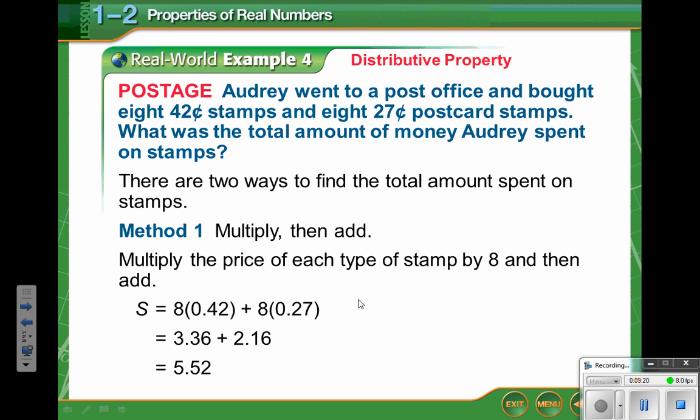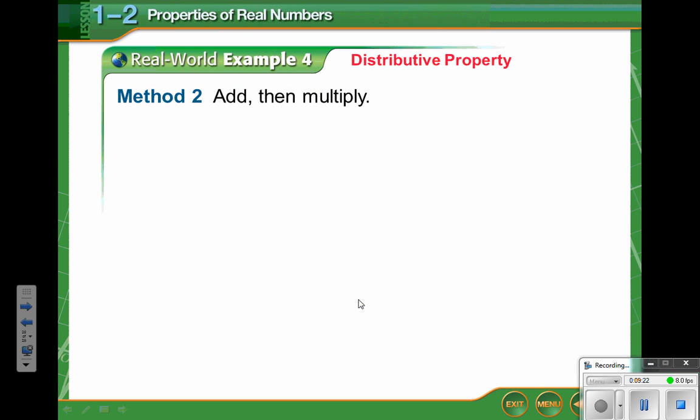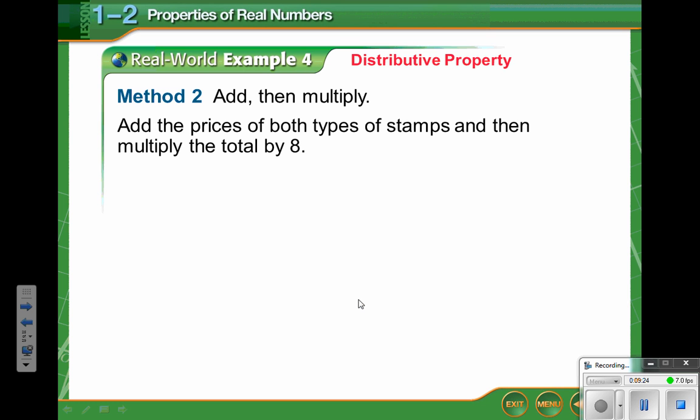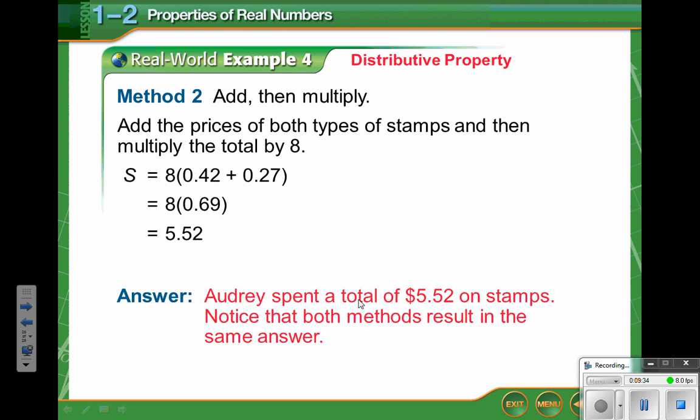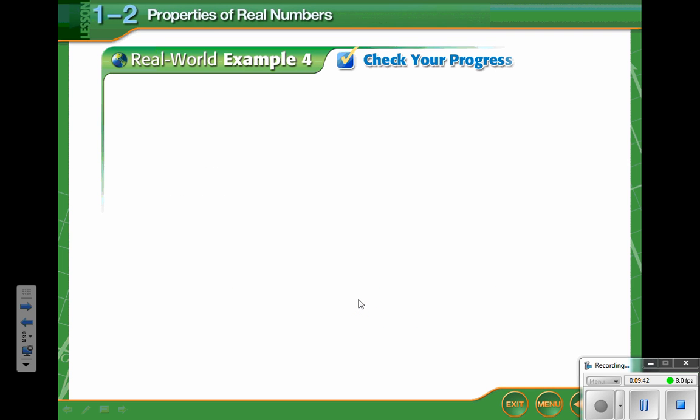The other option is to add and then multiply. So if you do it that way, you're adding the prices of both kinds of stamps, and then you're multiplying the total by 8. And you get the same answer, $5.52, regardless of which method. That illustrates the distributive property. You could either add first and then multiply, or you can multiply first and then add.